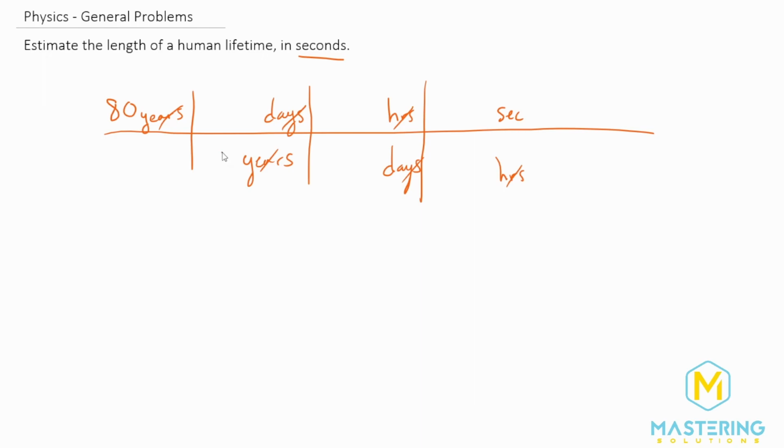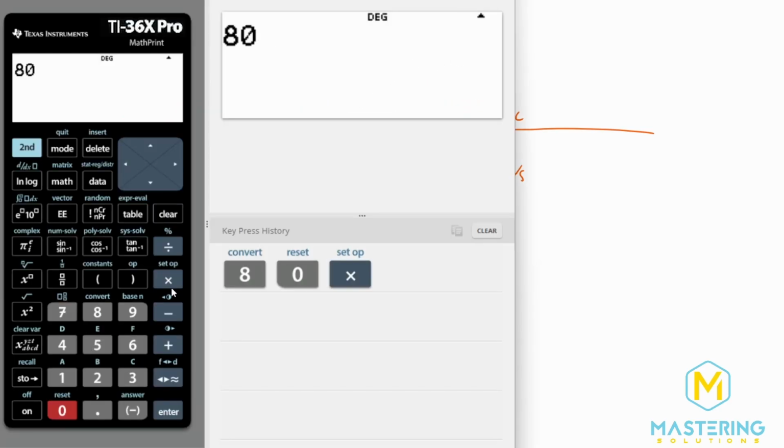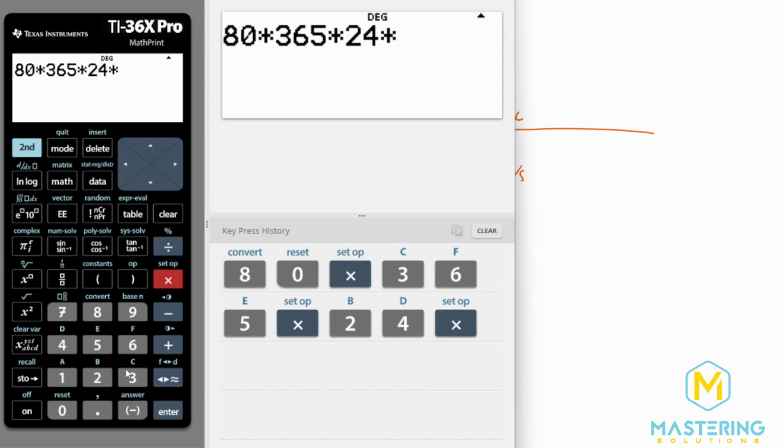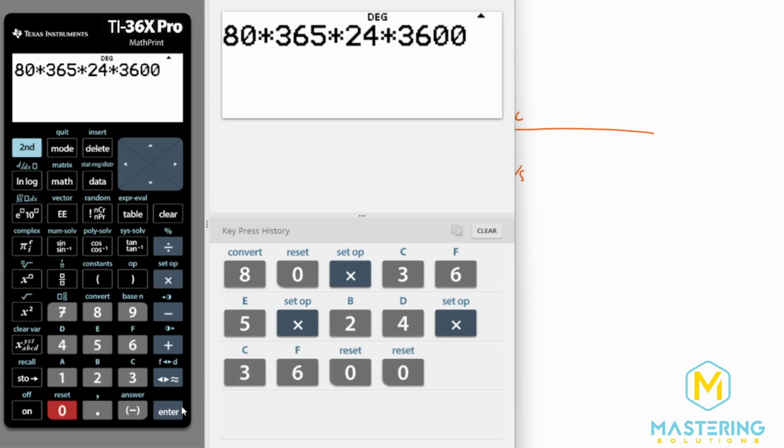So in 1 year, there is 365 days, and in 1 day, there is 24 hours, and in 1 hour, there is 3,600 seconds. Now, if the number's on the top, we'll multiply by it. If it's on the bottom, we divide. So all the numbers that we'll be using are on the top, so we'll take 80 times 365 times 24 times 3,600.